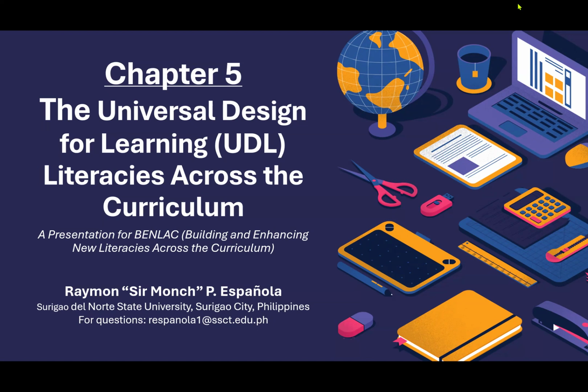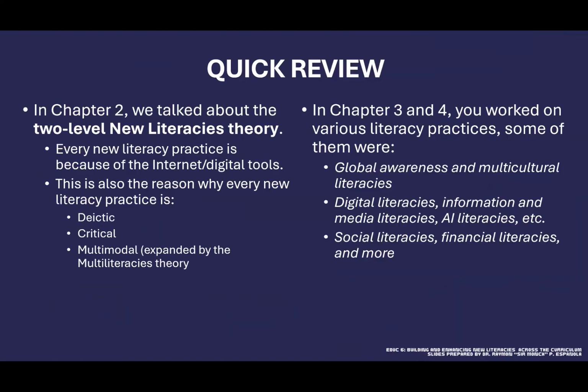Okay, just a bit of review. So, in chapter 2 particularly, we covered a dominant theory in the understanding of new literacies, that was the two-level new literacies theory. If you remember, that theory assumes that every new digital tool that is created, because of the internet as a digital force, a new literacy practice will emerge. Okay? So if information and communication technology tools are always changing, let's say, new ones keep coming out, then new literacy practices also keep emerging.